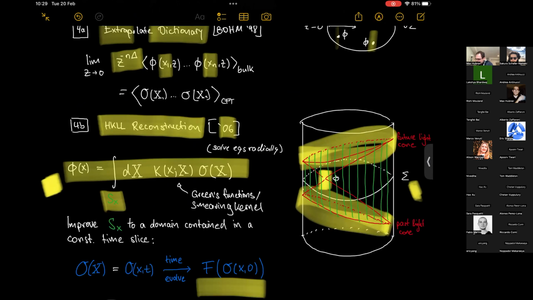So overall, we have some expression like this one here. We're only integrating over this small boundary subregion R, now instead of S_X. We've modified the smearing kernel, and we've modified the boundary data too.